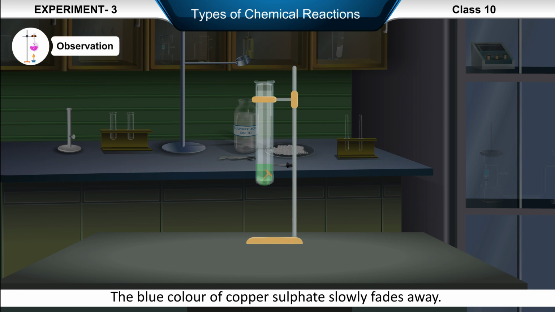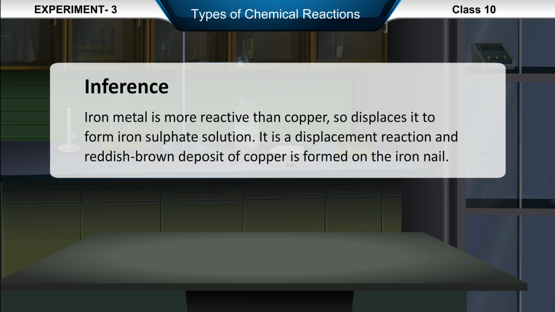Observation. The blue color of copper sulfate slowly fades away. The iron nail gets a deposit of reddish-brown color. The blue color of the solution turns to green. Inference. Iron metal is more reactive than copper, so it displaces it to form iron sulfate solution. It is a displacement reaction and a reddish-brown deposit of copper is formed on the iron nail.